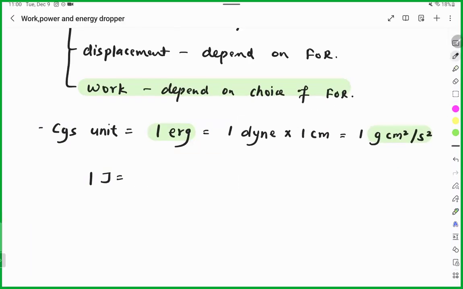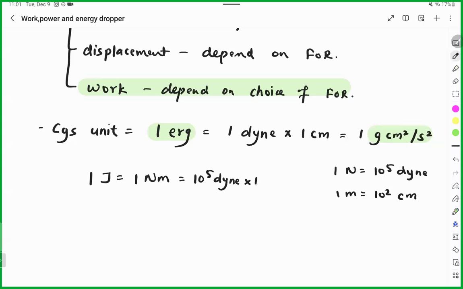So 1 Newton is equal to 10 raised to power 5 dyne, right? And 1 meter is equal to 10 raised to power 2 centimeter. 1 meter is equal to 100 centimeter. And here, if you convert into the joule, you know 1 joule is equal to 1 Newton meter, correct? 1 Newton is equal to 10 raised to power 5 dyne, and 1 meter is equal to 10 raised to power 2 centimeter. So 1 joule will be equal to 10 raised to power 7 erg.